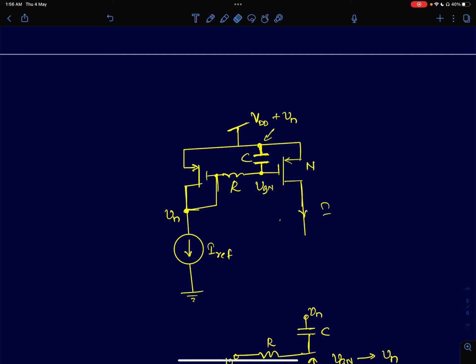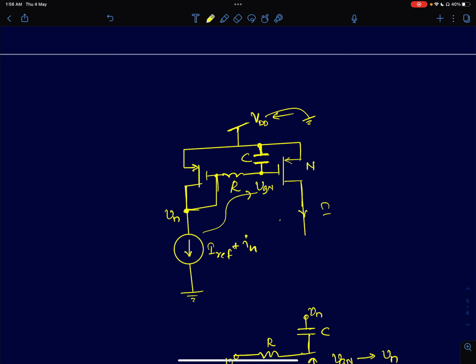Now first forget about supply noise, which means your supply is ideal here. Because the supply is ideal, this node is AC ground, right? This node is AC ground now. So it's going to behave like a perfect RC filter for the noise.